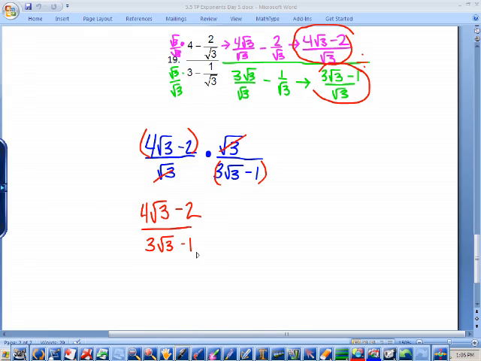Now, what does this force us to do? Now we gotta rationalize. How would we rationalize? Multiply it by 3 root 3 plus 1 over 3 root 3 plus 1. Good.